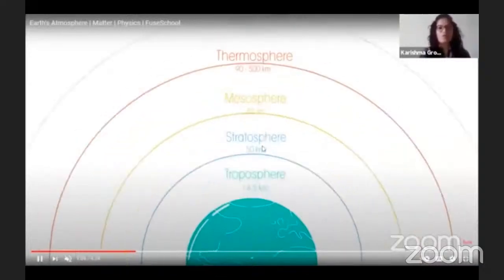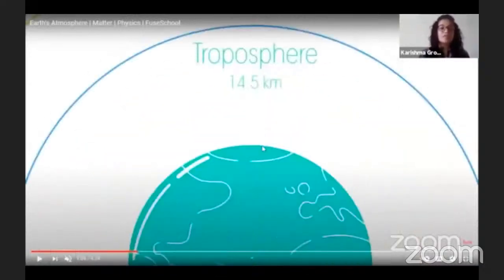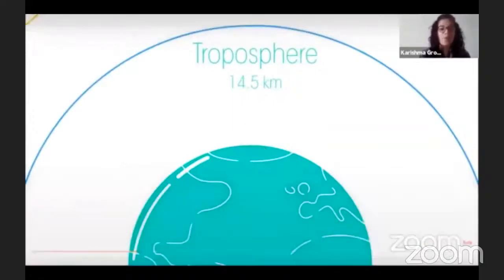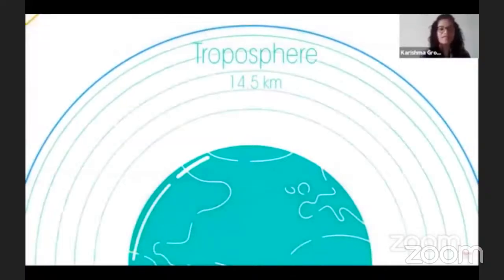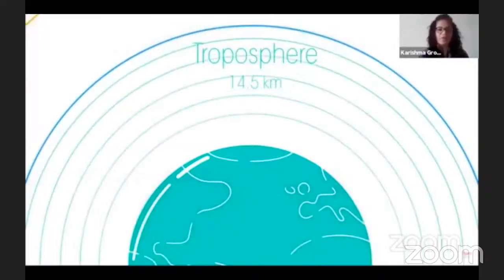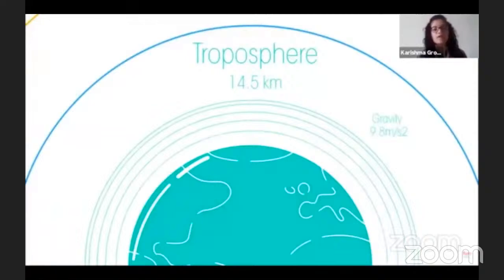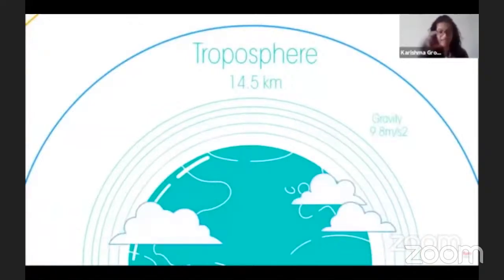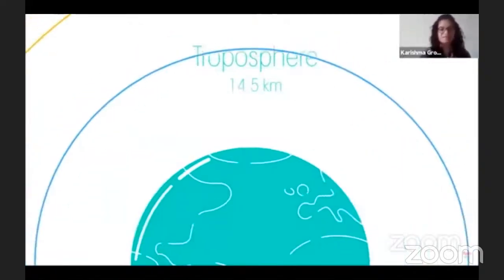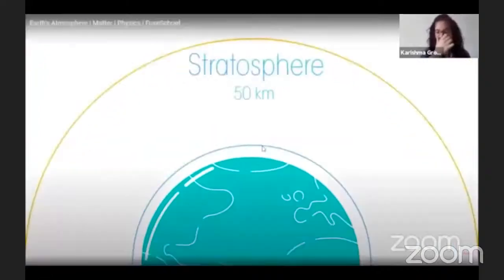Okay, let's start with troposphere. Troposphere is 14.5 kilometers thick from the earth, and it extends up to 14.5 kilometers. Yes, and thanks to gravity, this is the most dense part, and this is where the clouds are formed. Nearly all the weather happens in this area. Okay, that is the troposphere.